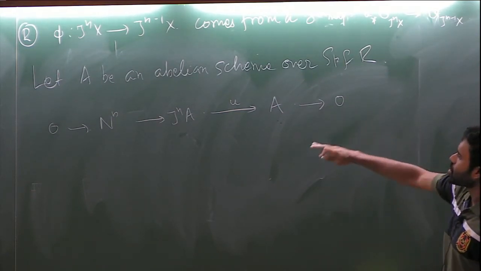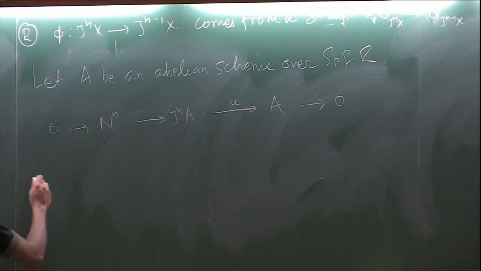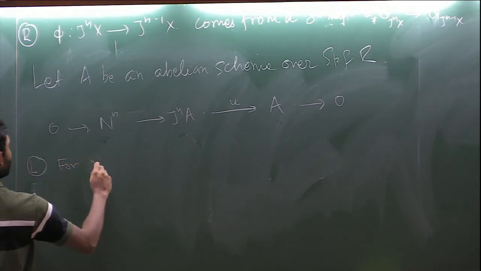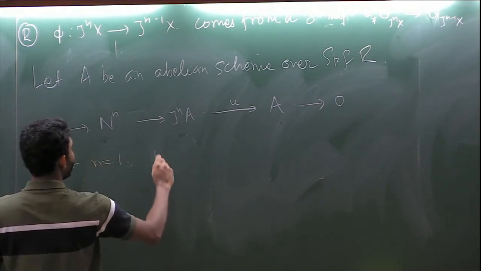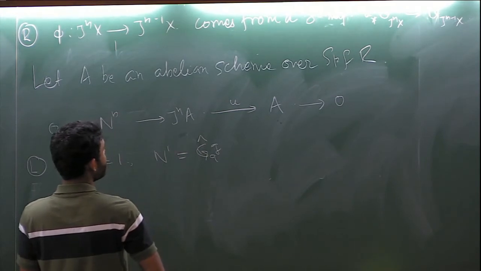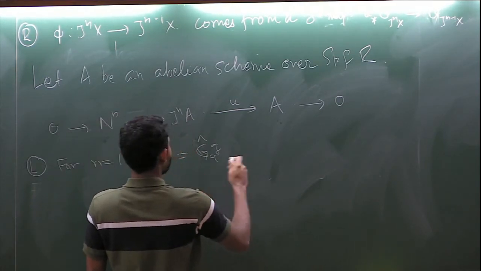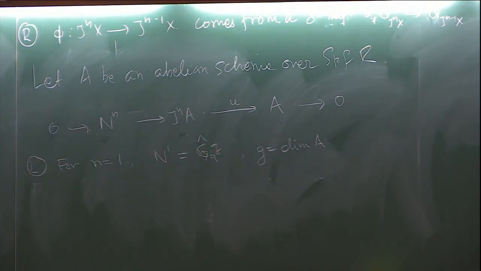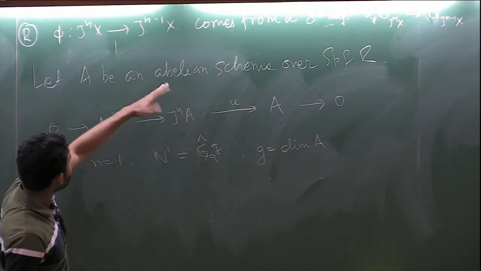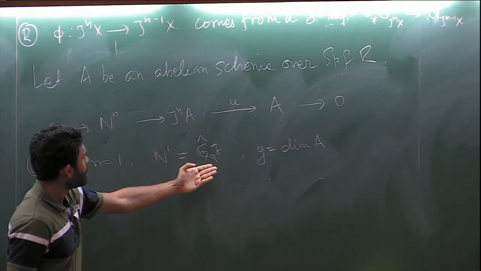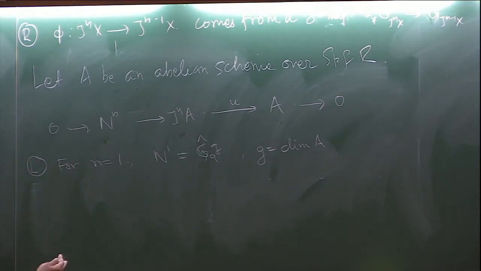And so N_n, and what are these N_n? In particular, this can be shown. This is again a remark or a lemma, that for n equals 1, N1 is in fact going to be Ga to the power g, the formal additive group, where g is the dimension of A, the relative dimension of A over R. So given an abelian scheme, actually you have these extensions of the abelian scheme by Ga to the power g.